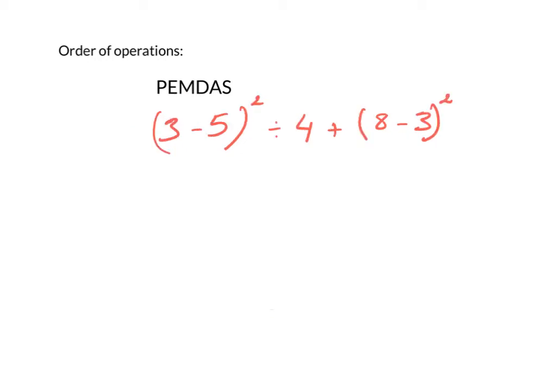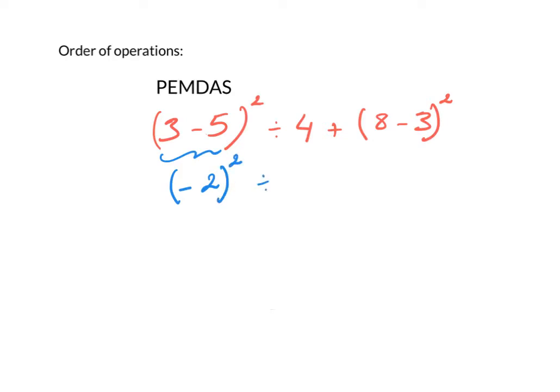All right, I got this question for PEMDAS, for order of operations. 3 minus 5, parentheses, 3 minus 5, squared, divided by 4 plus parentheses 8 minus 3, squared, right? Now again, according to PEMDAS, we're going to start with parentheses first. We have to solve inside parentheses before exponent, right? So I have to solve inside the parentheses. Now 3 take away 5, that's negative 2. And be careful, make sure you keep your parentheses here, okay?